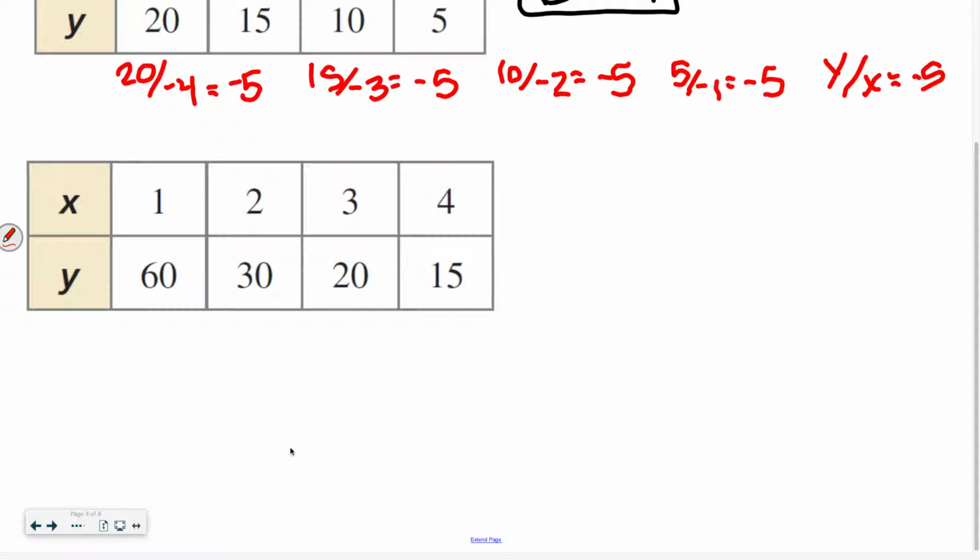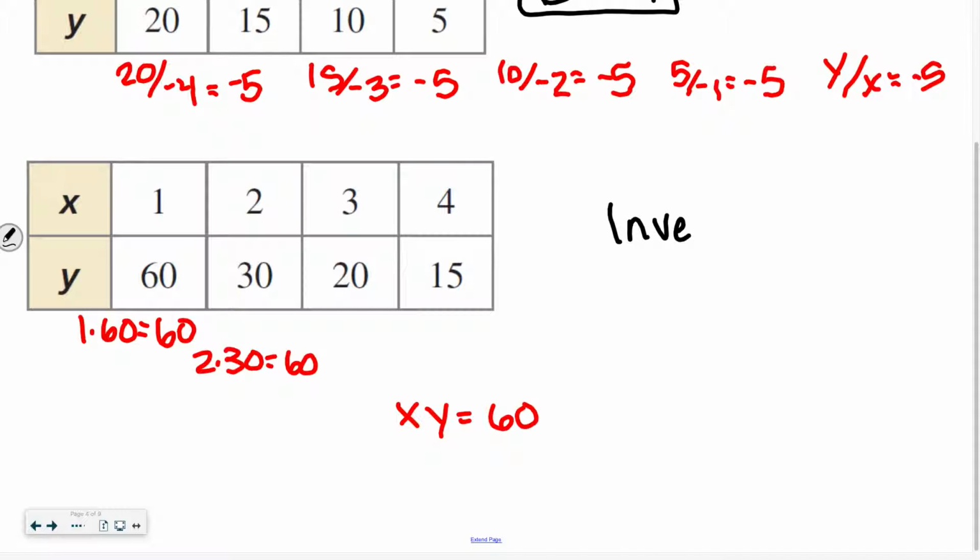Again, I'm going to do my quick and easy check, which is just: do they have the same quotient or the same product? And it looks to me like they have the same product, right? 1 times 60 is 60. 2 times 30 is 60, so on and so on. So if x times y is 60, this is an example of inverse variation. Now, like Kaden did earlier, once you decide that the constant is 60, you could write the equation, right? y is equal to 60 divided by x.